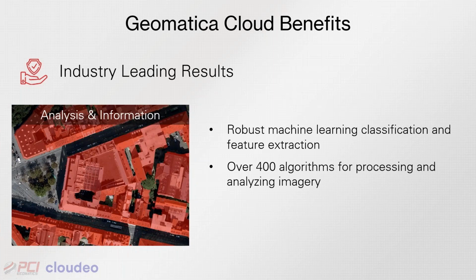And finally, once you've created that analysis-ready data, we then offer a wide variety of machine learning algorithms for classification, feature extraction, temporal analysis, vegetation analysis, and really over 400 different algorithms for processing and analyzing Earth observation imagery. And from this is where we can further take it down the pipeline in order to create that information product.